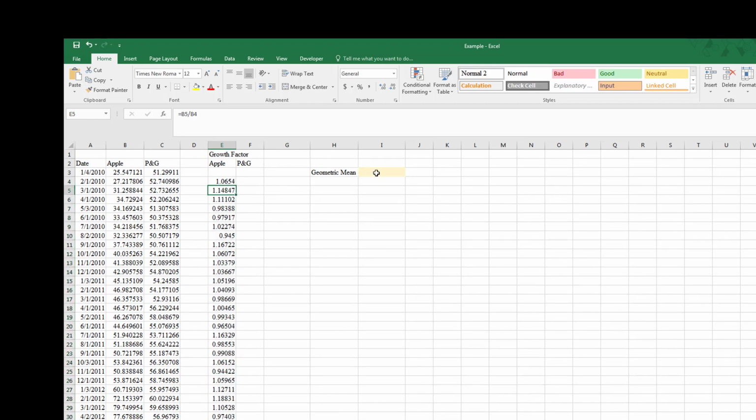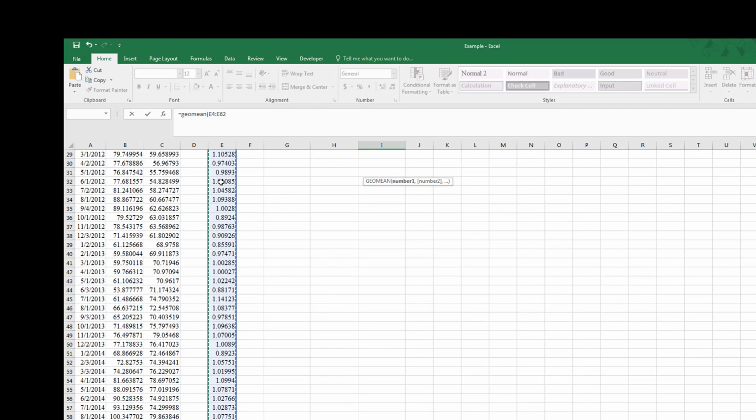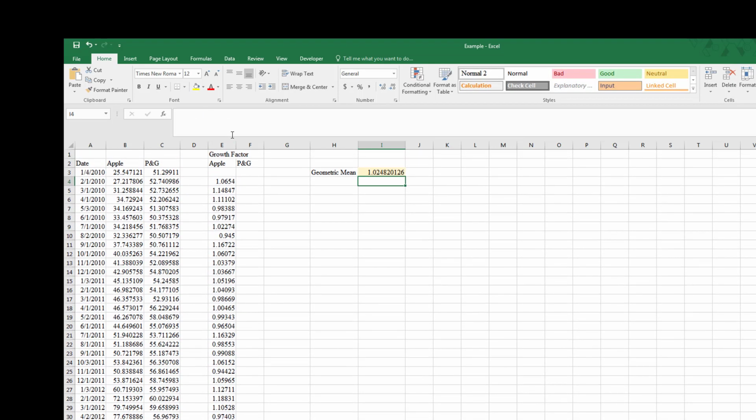Okay, so now I can use these growth factors to get this geometric mean. So geo mean. That's the call for the geometric mean. I want to identify the data I want to take the geometric mean of, close the parenthesis. My geometric mean is 1.025 roughly. So what is this telling me? This is telling me the average rate of growth per month of the Apple stock. Well, that's a pretty good growth rate. That's 2.5% per month. That's pretty high.